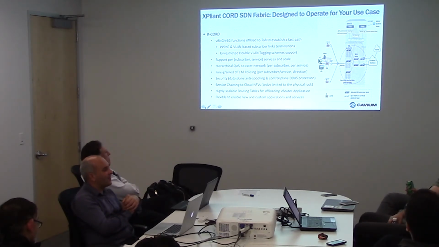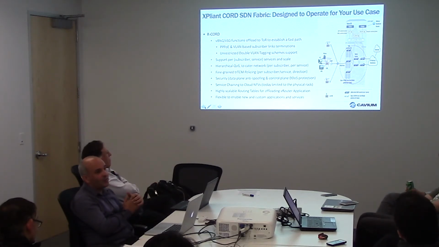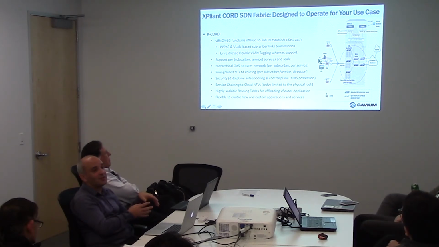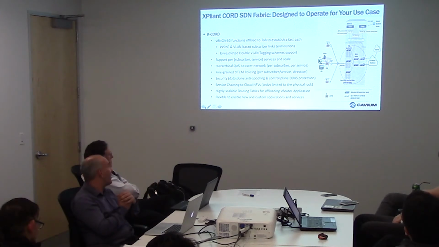So just to give an example, we have another type of deployment where we scale routing tables for 1 million plus routes using just embedded memories. So, for offloading some of the routing tasks, we can create large tables for routing.